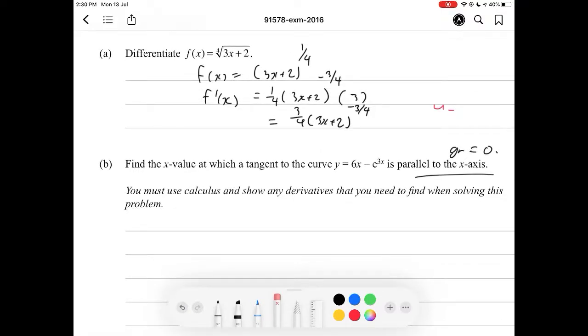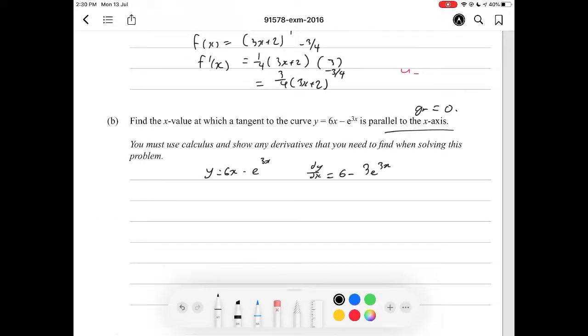So, in order to find the point where the gradient equals 0, we need to differentiate. y equals 6x minus e to the power of 3x. Therefore, dy over dx equals 6 minus, with e, the derivative of 3x is 3, so 3 multiplied by e to the power of 3x. To find the x value which is parallel to the x-axis, we substitute dy over dx equals 0. So 3e to the power of 3x equals 6, therefore e to the power of 3x equals 2, and therefore 3x equals ln of 2, and x equals ln 2 over 3.